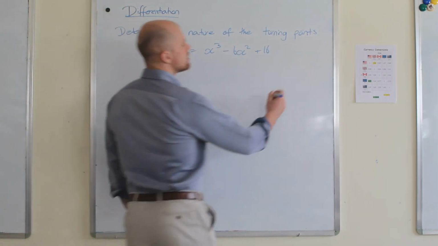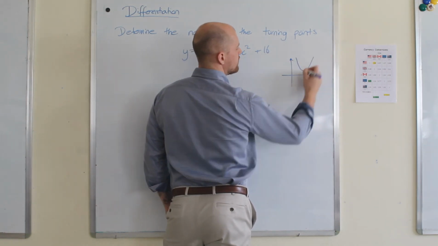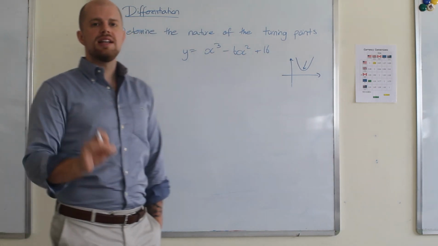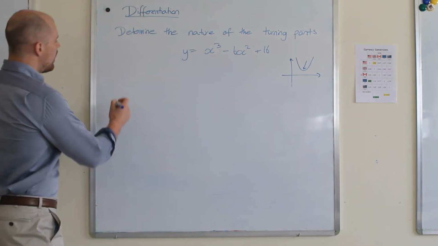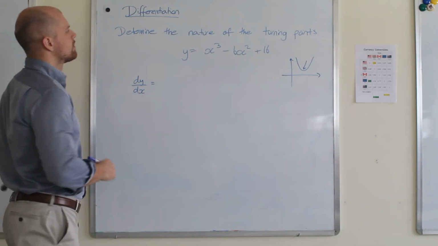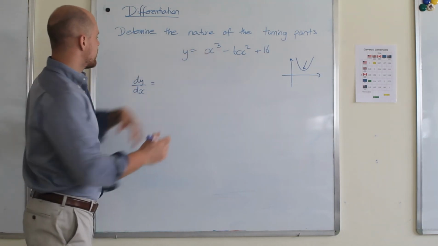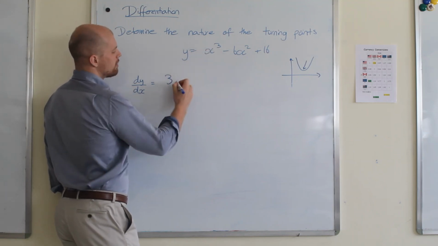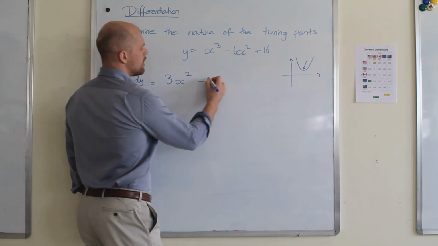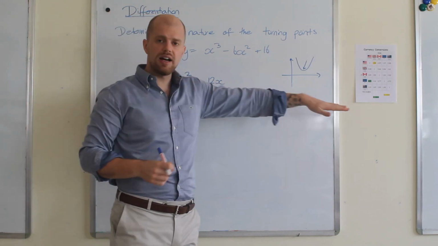Now, a turning point on a graph looks something like this. It's right there. And it's at that point where the gradient of the graph is 0, i.e. dy by dx equals 0. Now dy by dx, if I differentiate this, don't forget I just bring the power down. So I bring the power down here, I get 3, and then I take 1 off the power, so I get 3x squared. Same again here, I get minus 12x, and then the constant disappears. The gradient of the constant, which would be a straight line, equals 0.